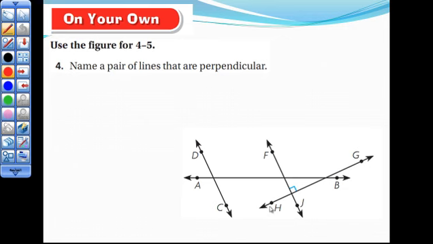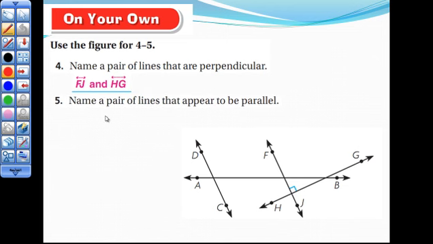FJ and HG, or JF and HG. As you see, FJ and HG. Yes, I can see a square corner between them. Don't forget it, please.